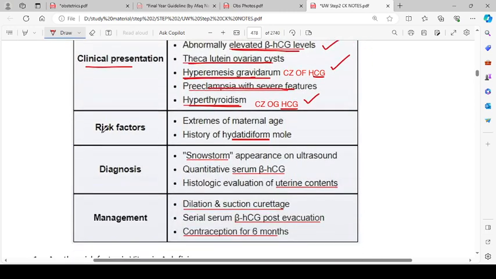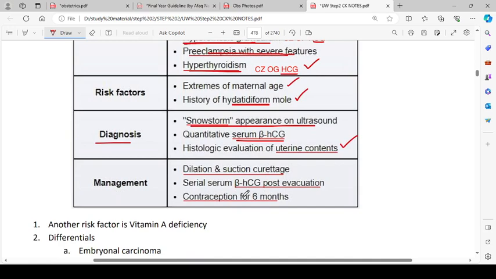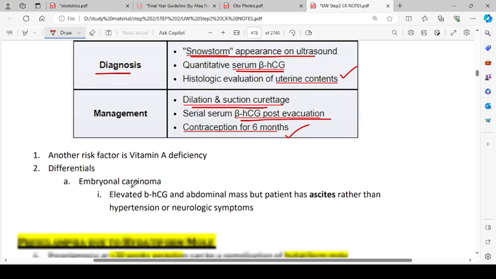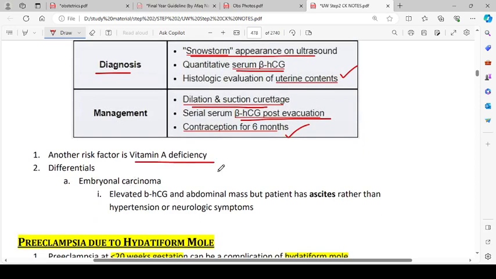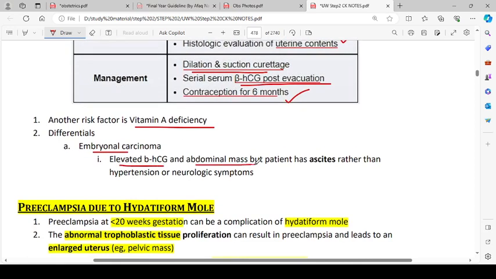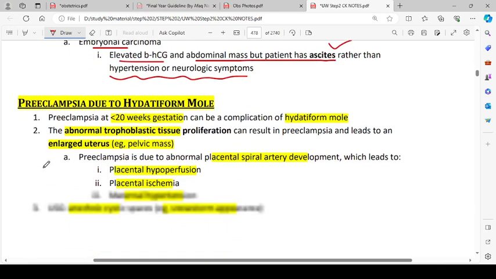in these women as well. Risk factors are extremes of maternal age, either too young or too old, history of hydatidiform mole. Diagnosis: snowstorm appearance on ultrasound, quantitative serum beta HCG, and histologic evaluation of the uterine contents. Management: dilation and suction curettage, serial serum beta HCG post evacuation, and contraception for 6 months. And another risk factor is vitamin A deficiency. Differentials: embryonal carcinoma, elevated beta HCG and abdominal mass, but patient has ascites rather than hypertension or neurologic symptoms.